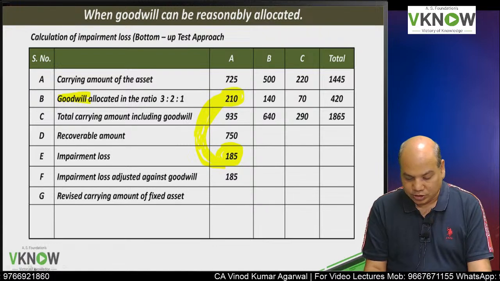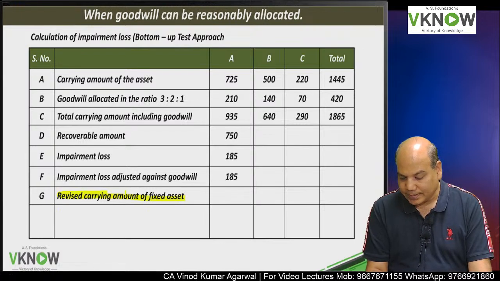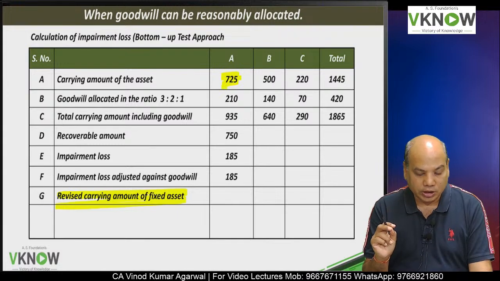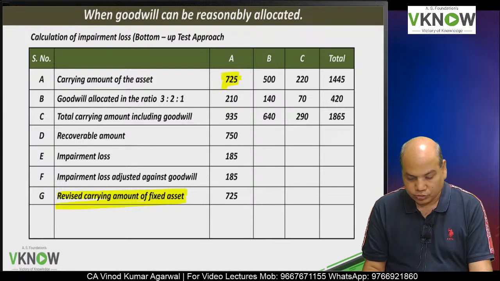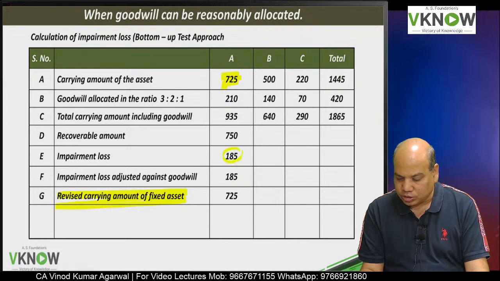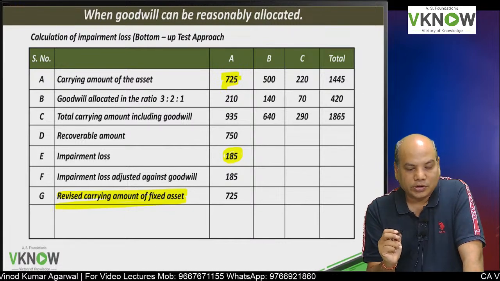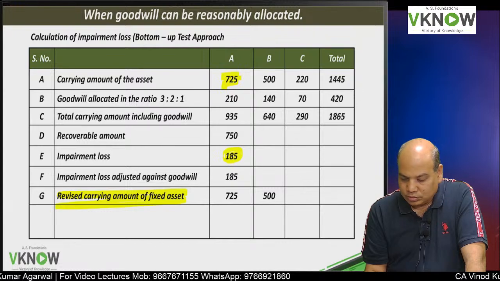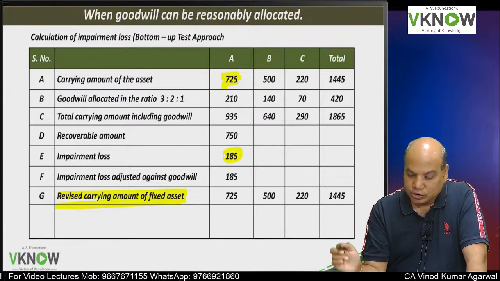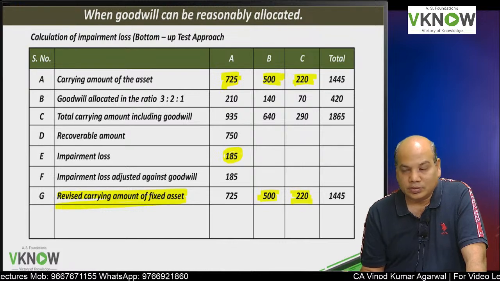After adjusting the impairment loss towards goodwill, let us recalculate the revised carrying amount of fixed assets, 725. But did we allocate anything towards fixed assets? The answer is no. So this will remain 725 only. Suppose your impairment loss was more than 210, then we would allocate something towards the CGU's assets also. And the other CGUs we have not tested, so there is no change in the other two CGUs. The carrying amount of fixed assets of the other CGUs will remain the same.